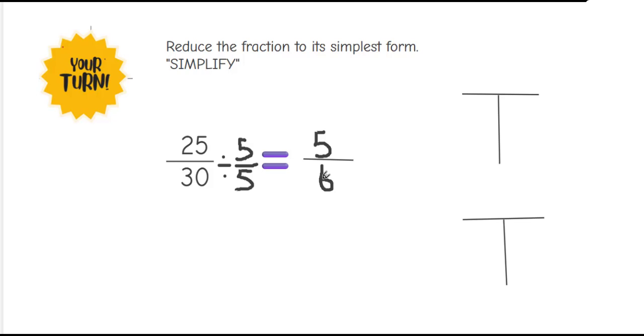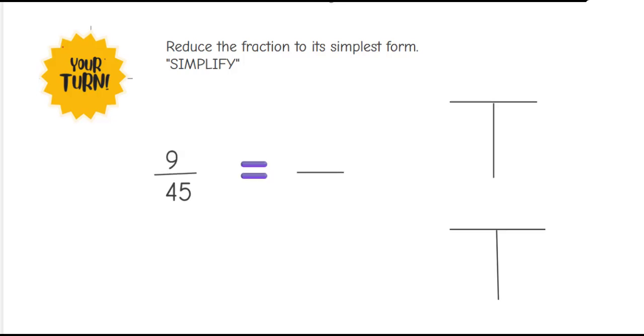I bet a lot of you got that one, because we all know our 5s. That's one of the easiest ones. 5/6 is the simplest form of 25 over 30. We have one left, so stick with me. We're going to reduce the fraction to its simplest form, simplify it.